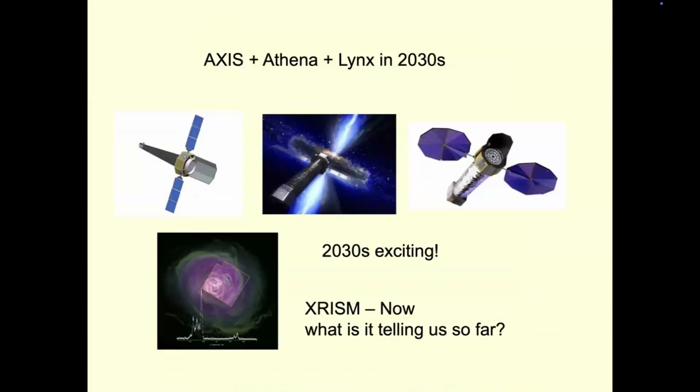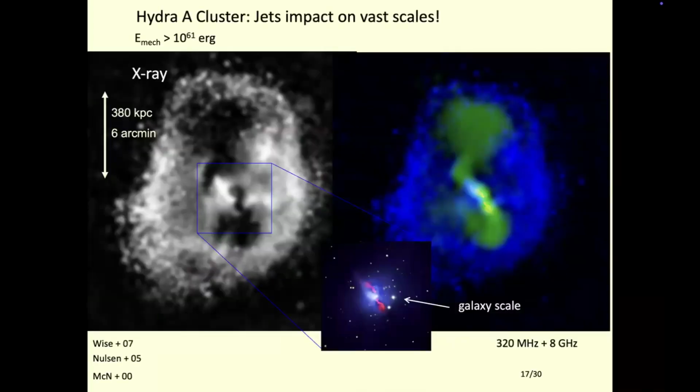And finally, I'll just finish up with a tantalizing new result from XRISM. I think the 2030s will be exciting. If we're all lucky, we'll have AXIS, Athena, and Lynx in the 2030s. Hopefully, I'll still be around to use them. But I just wanted to give you a hint of something that XRISM is doing that is also very important for the questions that I just mentioned in elliptical galaxies. When Athena flies, and hopefully Lynx, we'll be able to do this in elliptical galaxies too. And that is, we'll be able to measure gas motions in clusters.